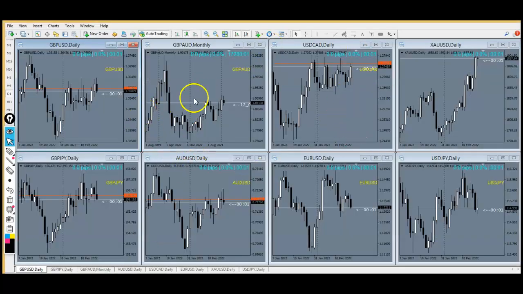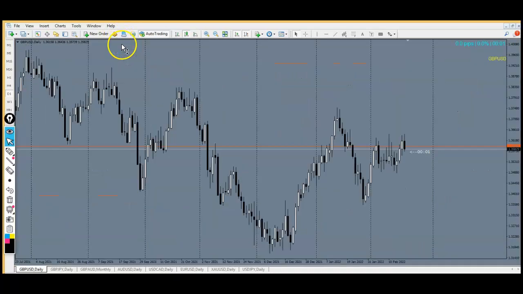So let's go to the chart and see what is happening on the charts for this week. We'll be looking at the daily charts. I'll be looking at some major pairs and some minor ones, and of course we'll be looking at gold as well. So the major pairs we'll be looking at are Pound USD, Euro USD, Aussie USD, the Loonie USDCAD, and then the USDJPY. Then we'll look at the minors, which are the Pound JPY and the Pound Aussie. Okay, so let's start from here.